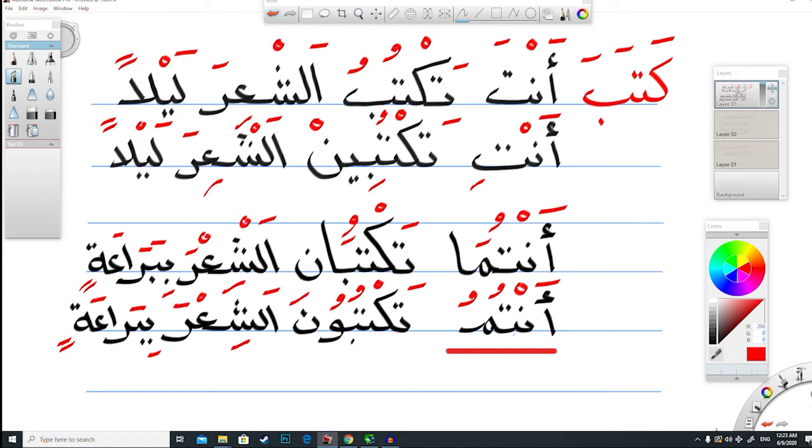Here, أنتم, this is for plural masculine. تكتبون, write. And this is in the present tense for plural masculine for the second person, the one who is being addressed. You write. أنتم تكتبون الشعر ببراعة. You write poetry brilliantly. What we added to the root is ta, waw and nun: ta at the beginning of the root, waw and nun at the end. The next example is for plural feminine.